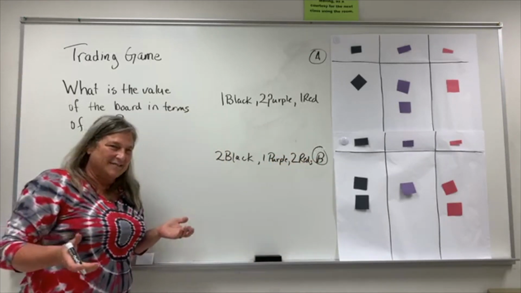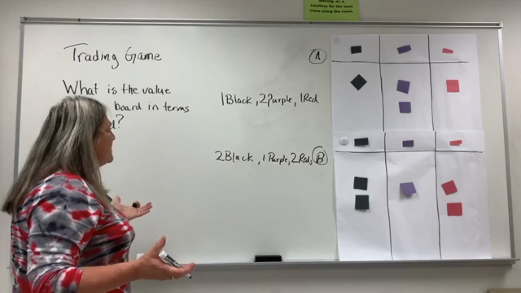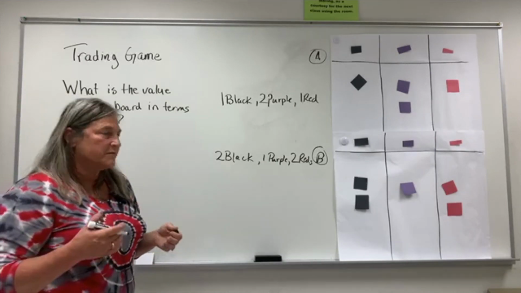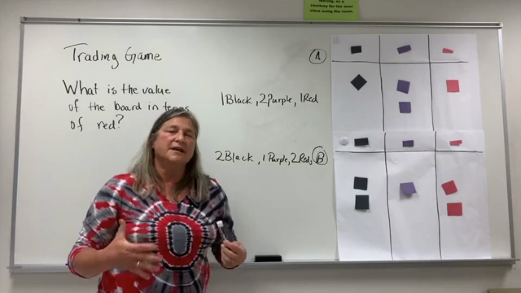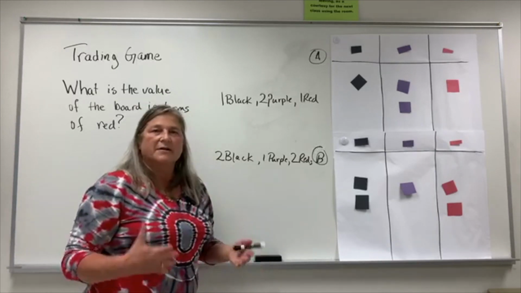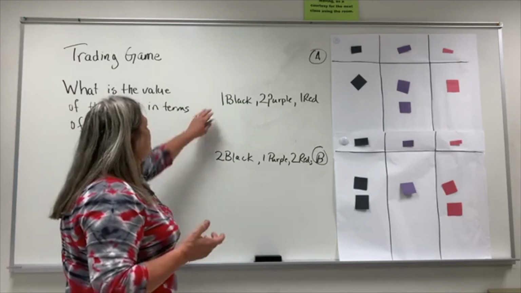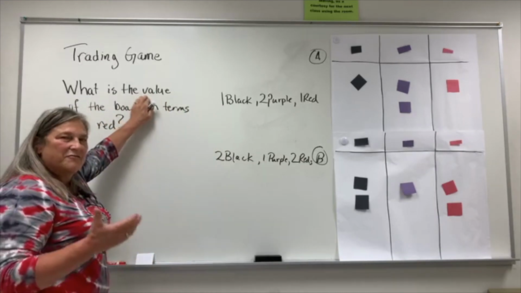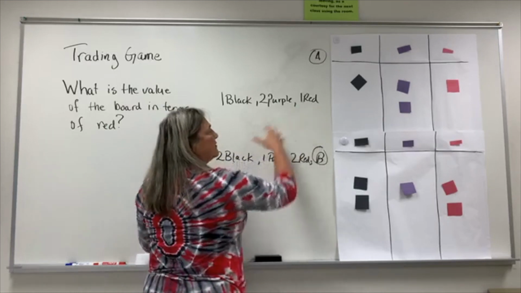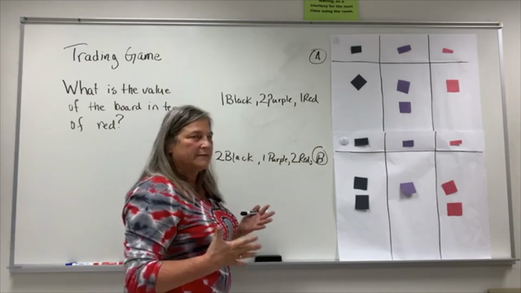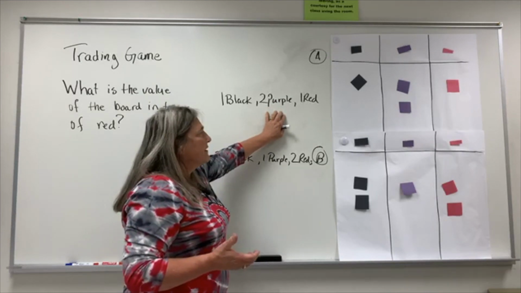So what does that mean? What does this mean? 1 black, 2 purple, 1 red. What does that mean? So let's figure out what it means in terms of red. So that means let's go back and start thinking. Now, you don't want to tell your students. We want to talk about it. This is a conversation that we have with them. So let's figure out how much this is worth. What's a value in reds? Well, this one's already in reds, right? So we don't have to do any messing around like that one. It's already in reds. But this is in purple. So how many reds are in 2 purples?